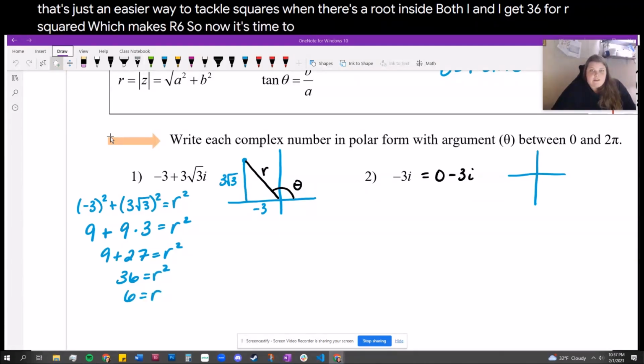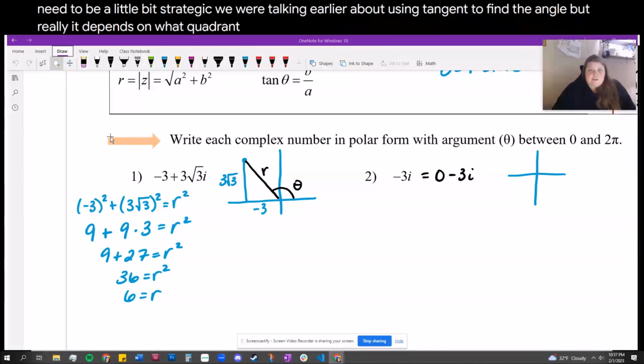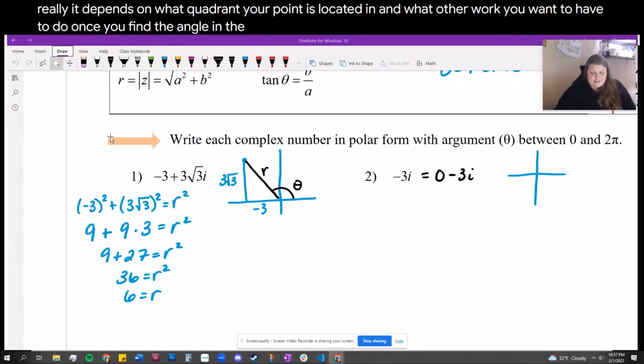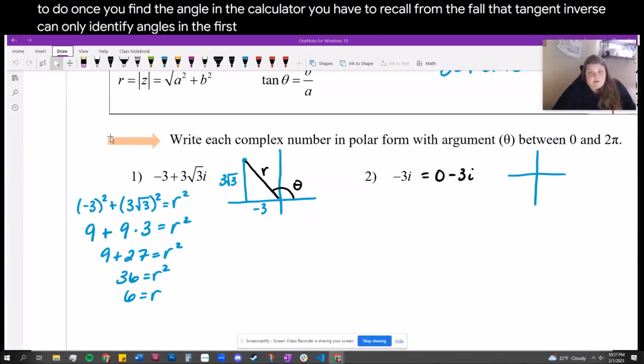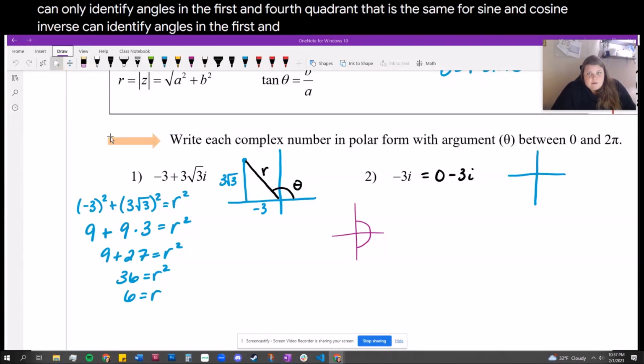So now it's time to find the angle. The way you find the angle, you need to be a little bit strategic. We were talking earlier about using tangent to find the angle, but really it depends on what quadrant your point is located in and what other work you want to have to do once you find the angle in the calculator. You have to recall from the fall that tangent inverse can only identify angles in the first and fourth quadrant. That is the same for sine, and cosine inverse can identify angles in the first and second quadrant.